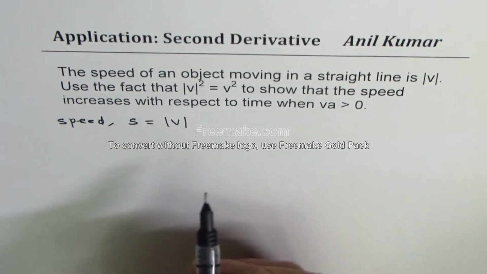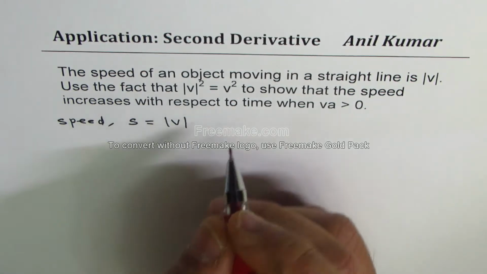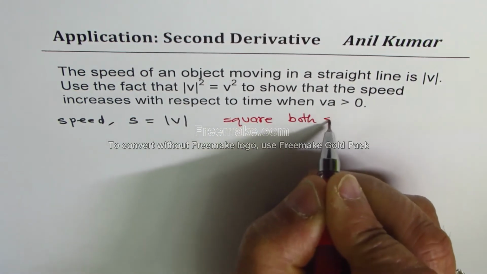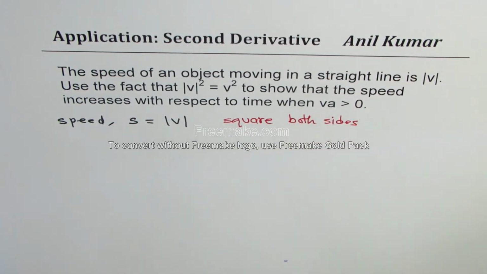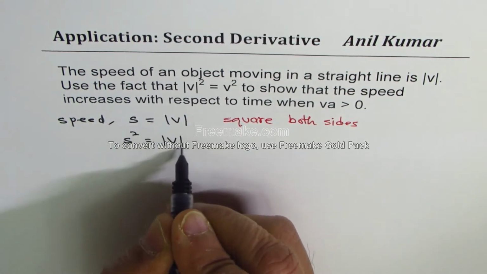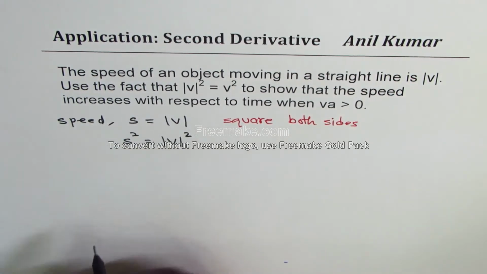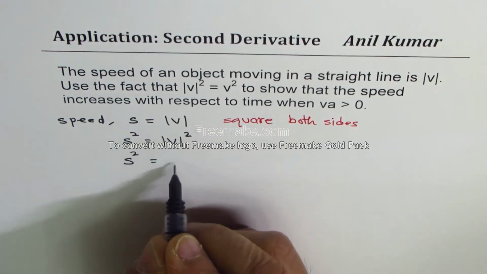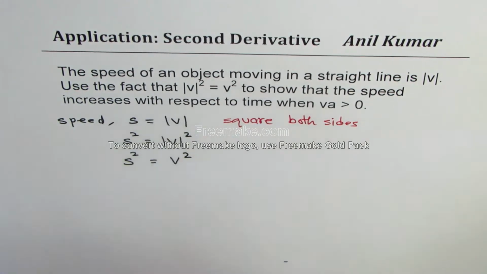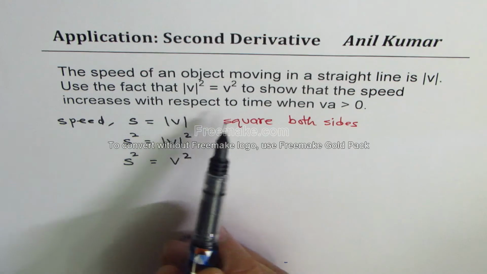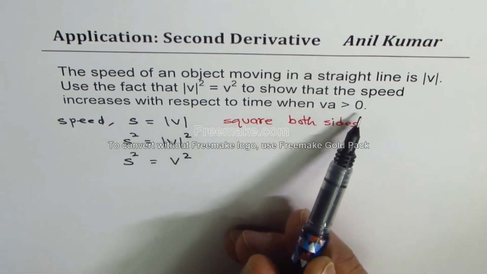Now if I square both sides, what happens? So let us square both sides. We get the square of speed equals the absolute value of velocity squared. Now this is positive. It is the same as v squared, right? So we can write this as speed squared equals v squared. So all this is suggested in the question itself. What we need to prove is that the speed increases with respect to time when this condition happens.